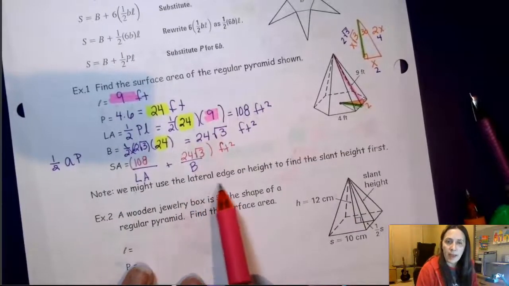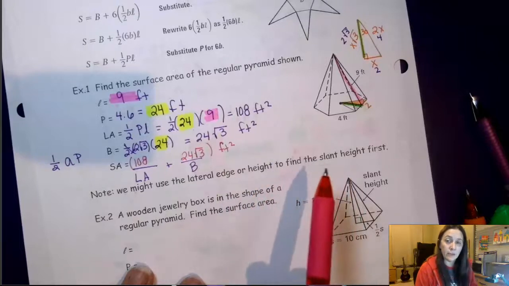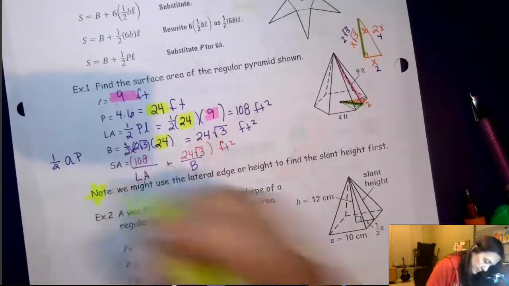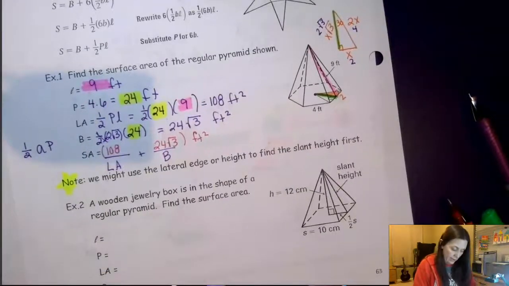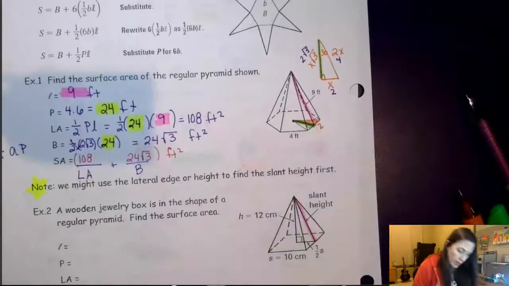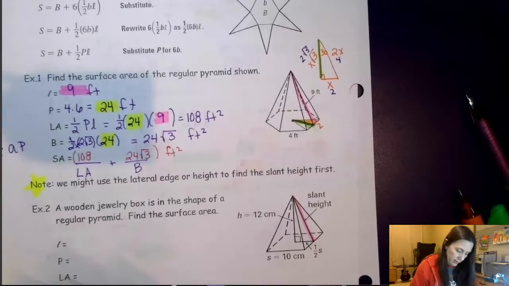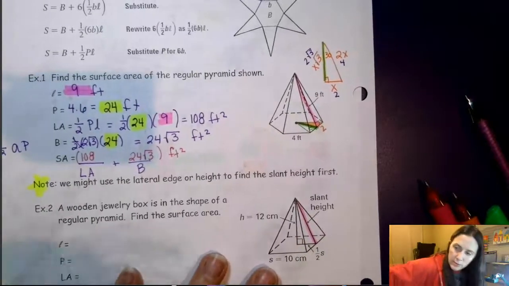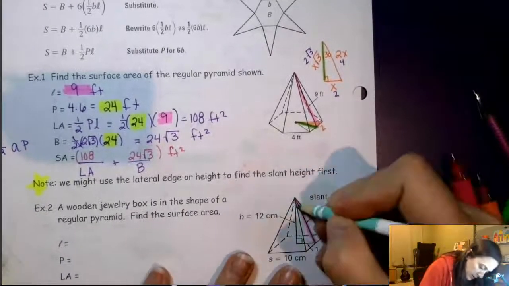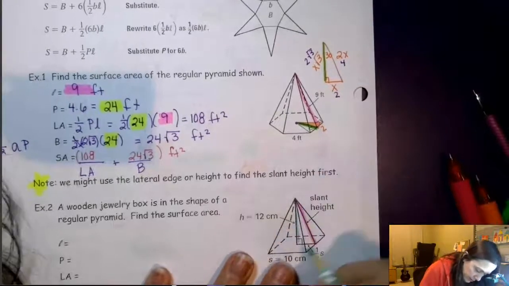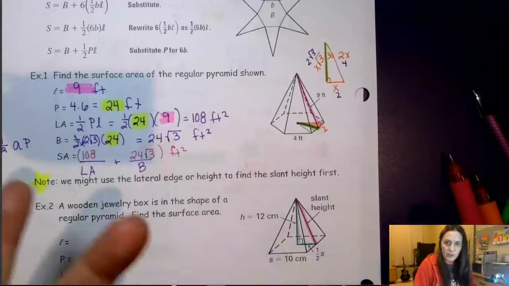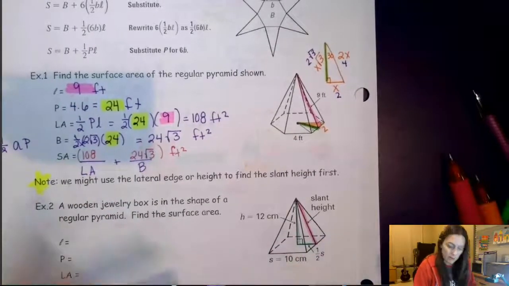Note, we might use the lateral edge or height to find the slant height first. So right here, if I don't know what the slant height is, and I've been using pink for it, notice that I have this right triangle. I might need to use these things right here, or the edge, to use the Pythagorean theorem and find it.